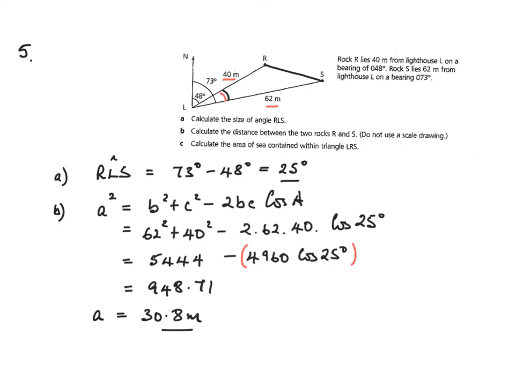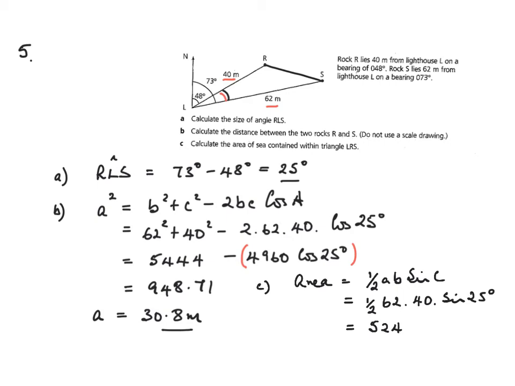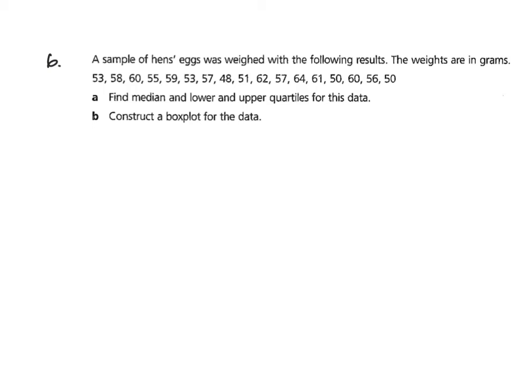Part C, we want to work out the area of the triangle. So that's area is a half ab sine C. So it's 1/2 of 62 times 40 times the sine of 25 degrees, which gives 524 meters squared.